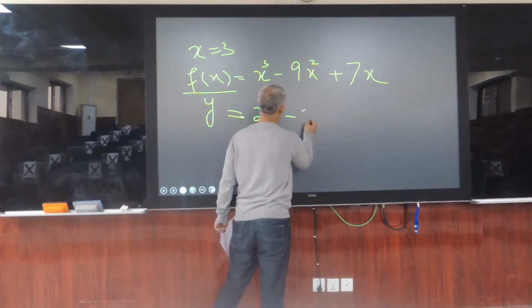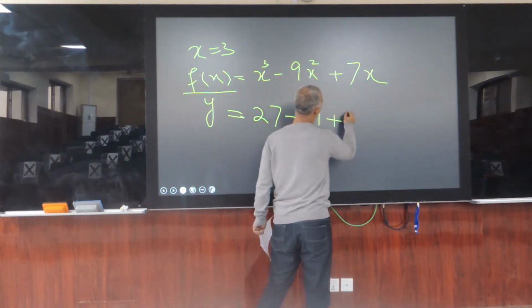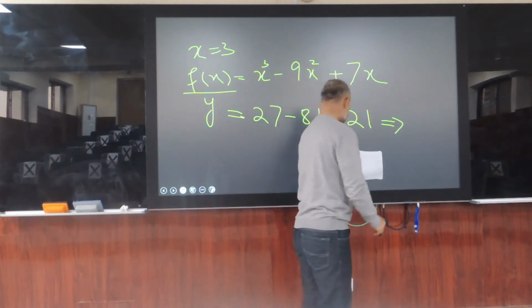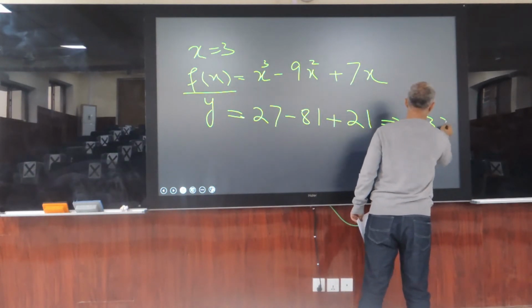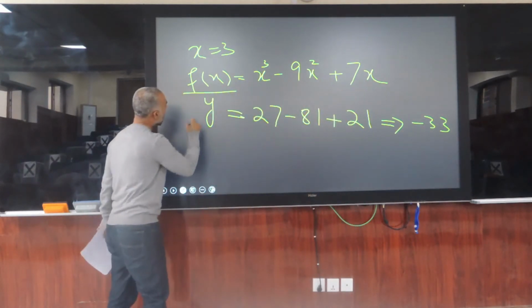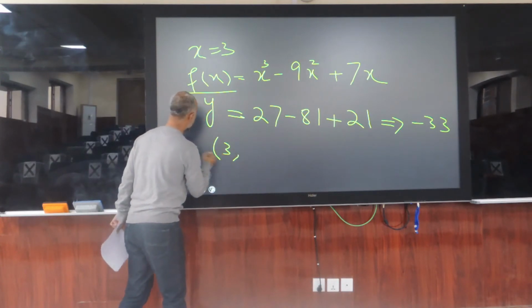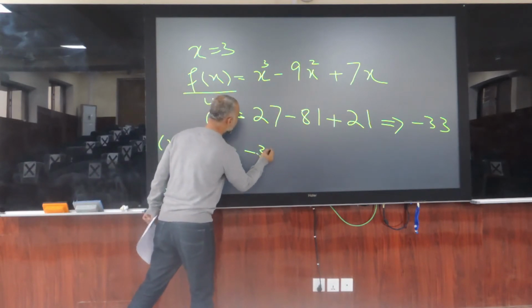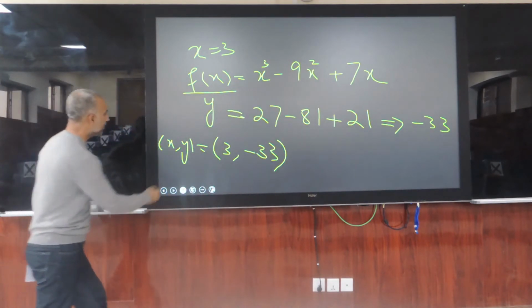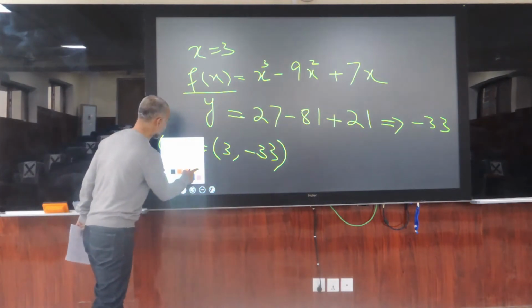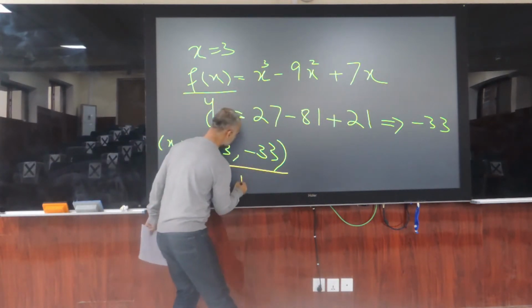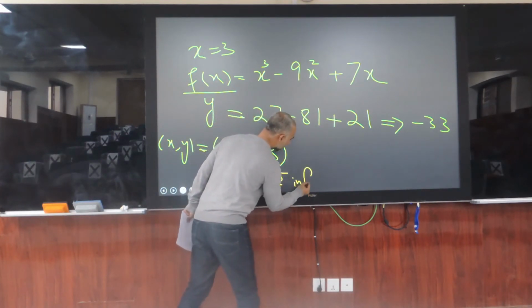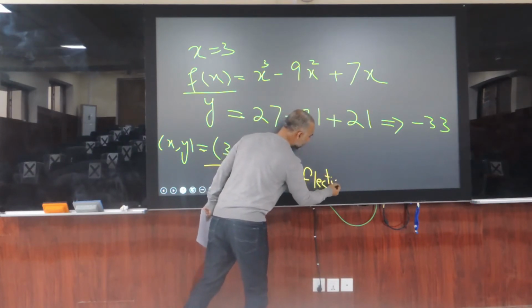So 81 plus 21. The answer is very simple, minus 33. So x is 3, then y is minus 33. This is the point of inflection.